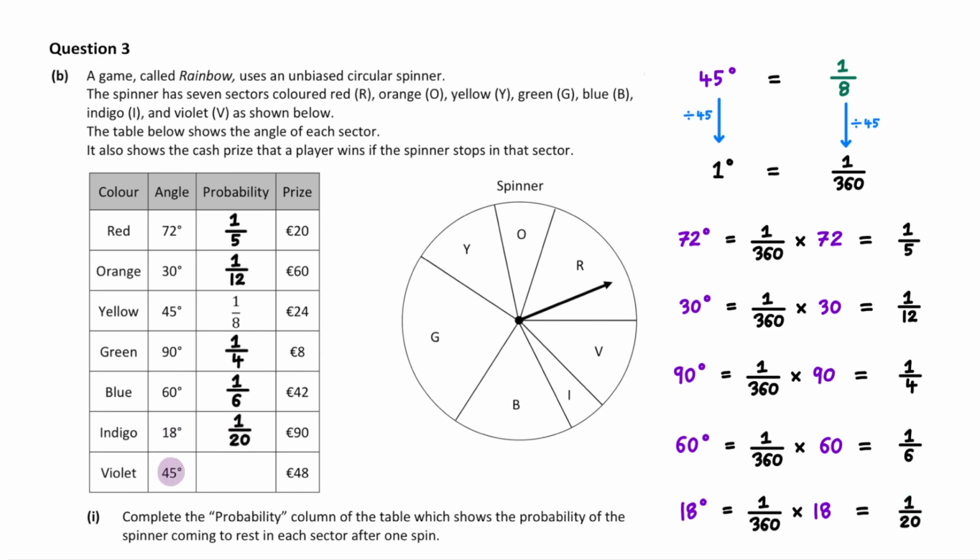Violet has a 45 degree angle. This is the exact same angle as yellow, so it'll have the exact same probability, 1 over 8. Alternatively, we could have just multiplied 1 over 360 times 45, and it also would have come out as 1 over 8.